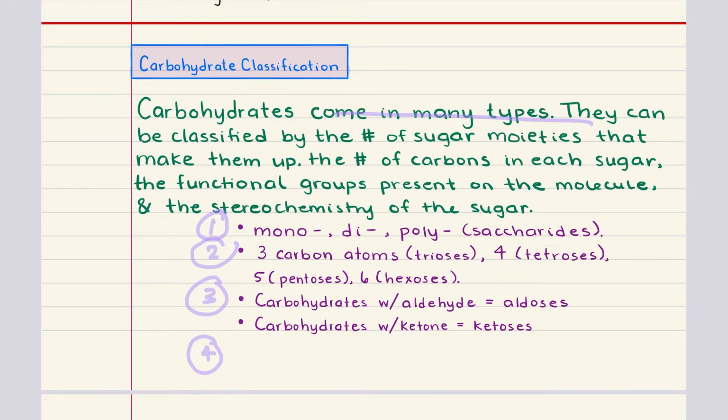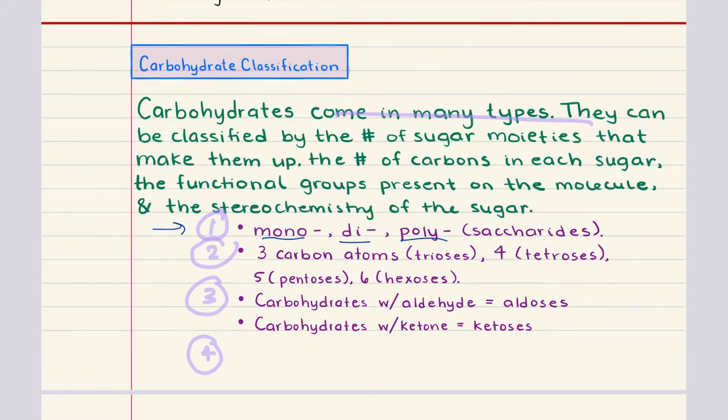Let's start with the number of sugar units. If a carbohydrate contains just one sugar unit, it's called a monosaccharide. These are the simplest sugars, and they are the building blocks for larger carbohydrates. If we have 2 linked sugar units, they form a disaccharide. And when we have many sugar units that are linked together, we call it a polysaccharide. So depending on how many sugar units are present, we classify carbohydrates as mono, di, or polysaccharides.